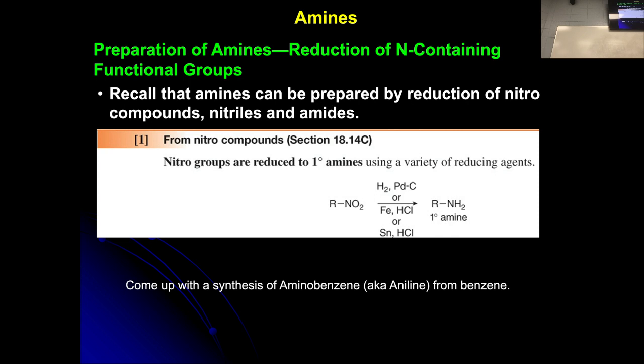But there is another way in which we can reduce these using much cheaper materials. We can actually use iron or tin in the presence of hydrochloric acid. Those metals will also reduce nitro groups to amines.